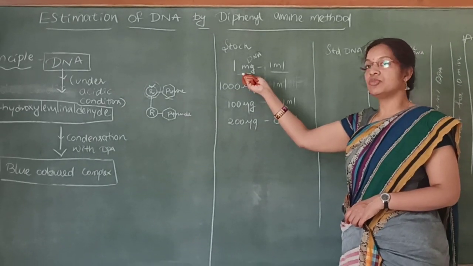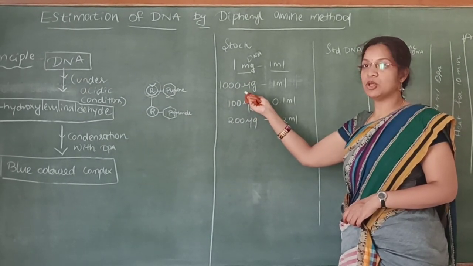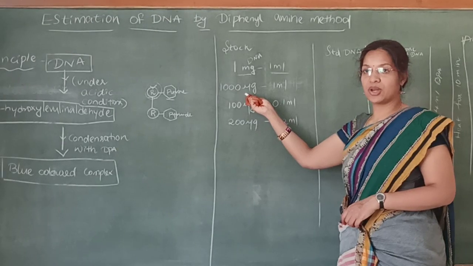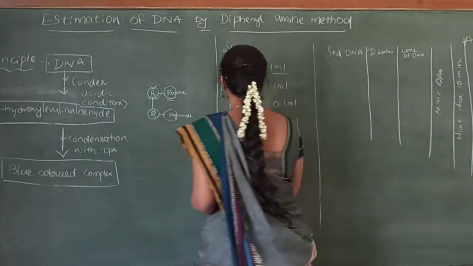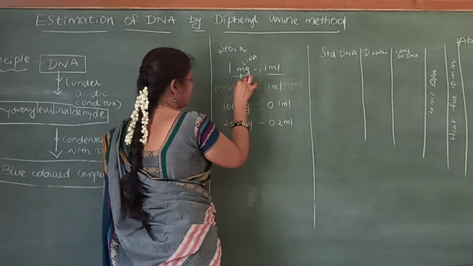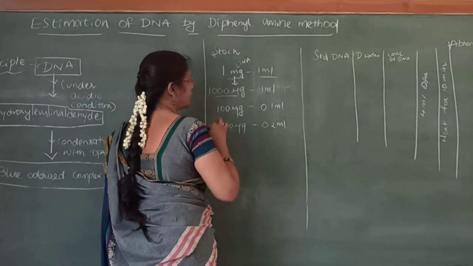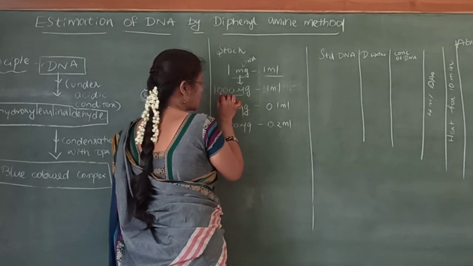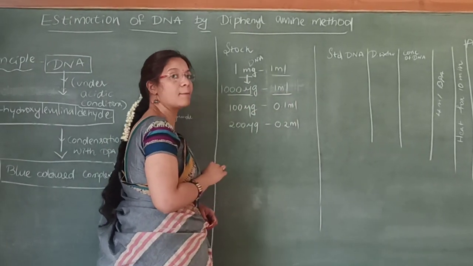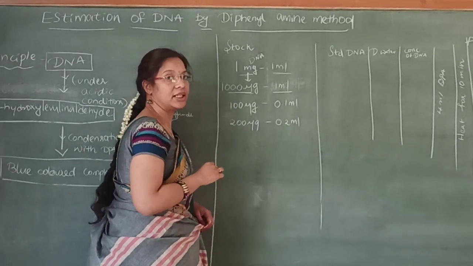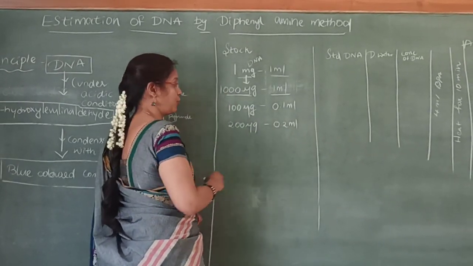So I can write 1 mg as 1000 μg: 1000 micrograms present in 1 ml. I have just converted it. Don't get confused. 1 mg can be written as 1000 μg. So now 1000 μg is present in each and every ml of the stock standard DNA solution given to you.